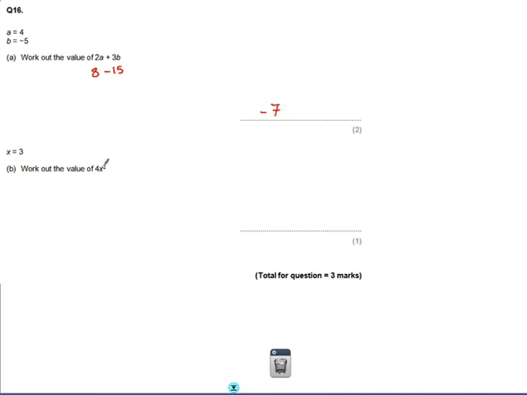X is 3, work out the value of 4x squared. Well, we need to do our BIDMAS. And indices comes before multiplication, as that's 4 times x squared. So we need to do 4 times 3 squared. 3 squared is 9, times it by 4 is 36. And that's the end of that.